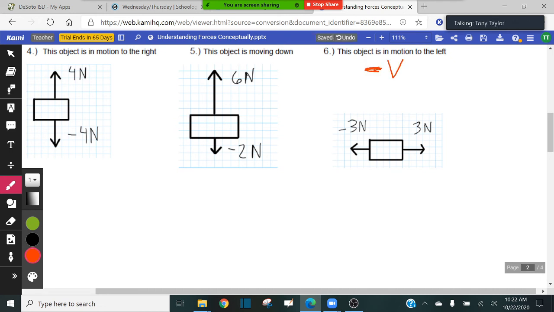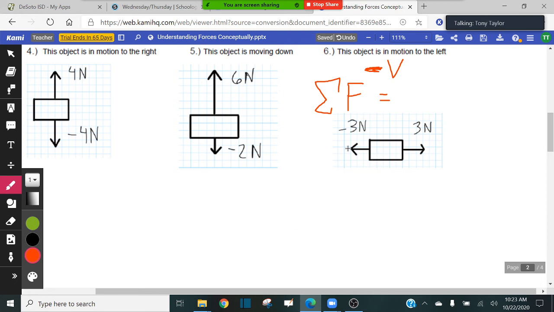Negative. Guys, remember that anything moving to the left has a negative velocity. Anything moving to the right has a positive velocity. Anything moving up has a positive velocity. Anything moving down has a negative velocity. Okay. So this object is moving to the left. Now, the next thing we need to write down, what are the sum of the forces?